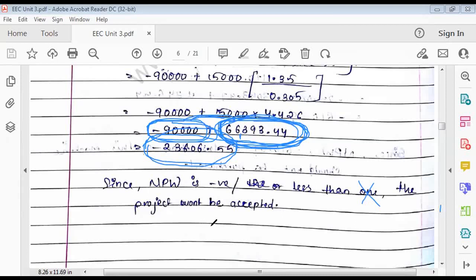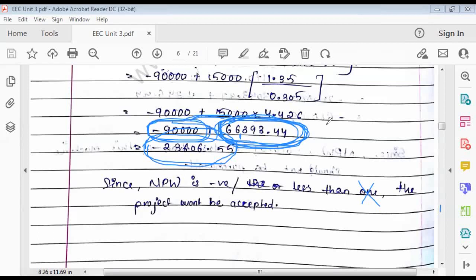So the answer is also written the same. Since NPW is negative or less than 0, the project won't be accepted, or you can write the project should be rejected. The project should be rejected. Correct? So any other question if you want to ask, you can ask.